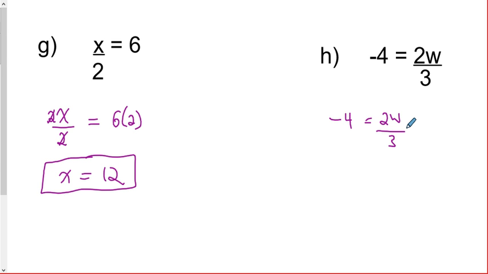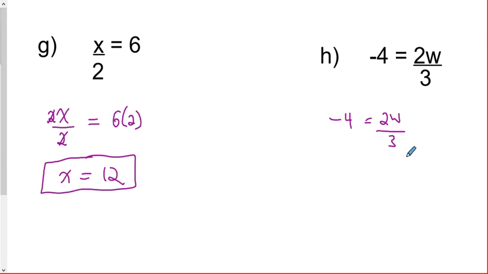Now I notice I need to undo a multiplication by 2. And I need to also undo division by 3. So I need to undo both of those things to have W by itself. Undo multiplication by 2, undo division by 3. I could do them all at once, but I'm going to do them one at a time, just to make it a little more clear.